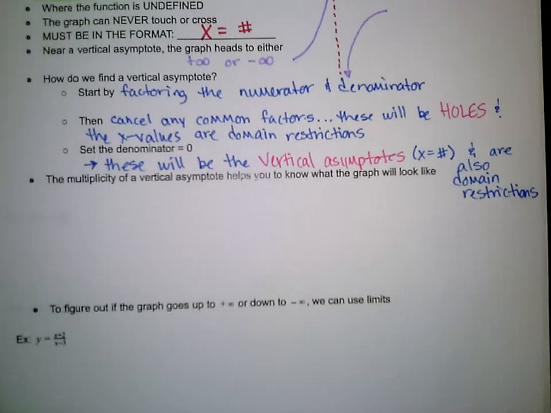Okay. If you have a vertical asymptote that is there twice, like (x plus 1) squared in the denominator, that's going to have multiplicity just like our roots did with our polynomial functions. So let's look at how those graphs would look differently depending on if we have even or odd multiplicity of our asymptote.